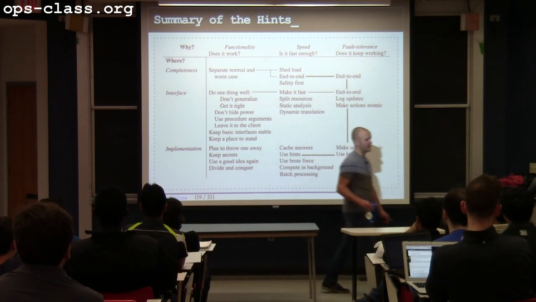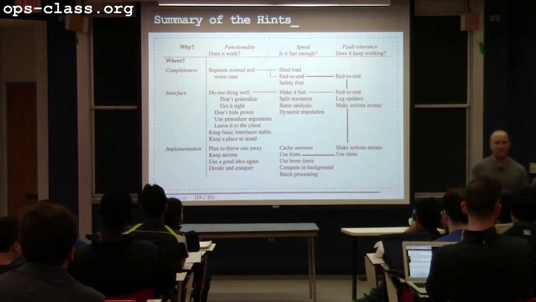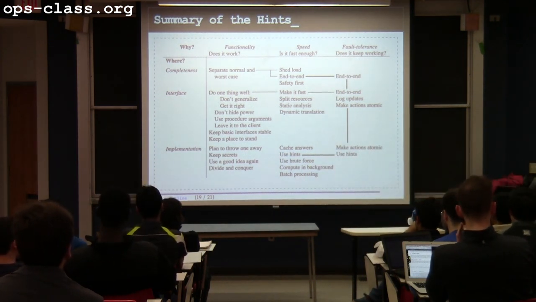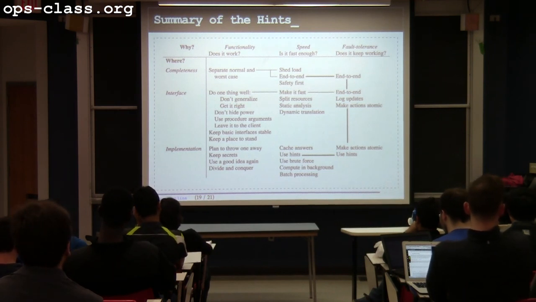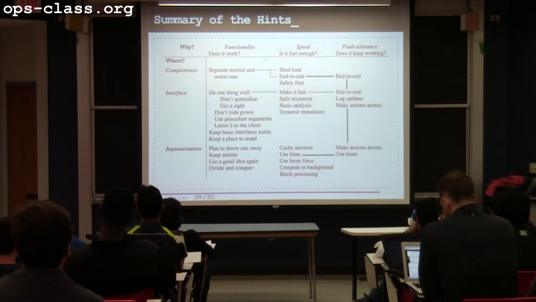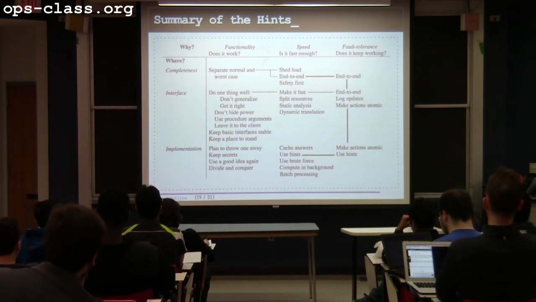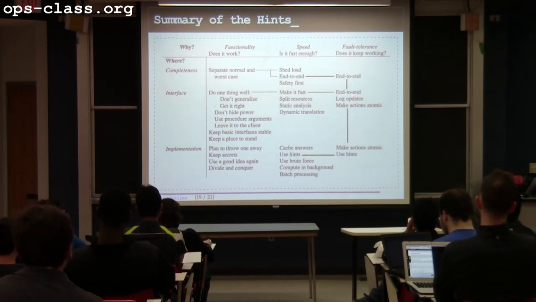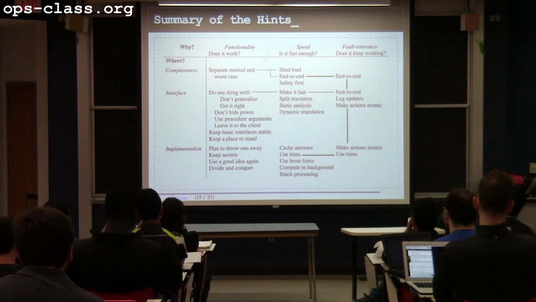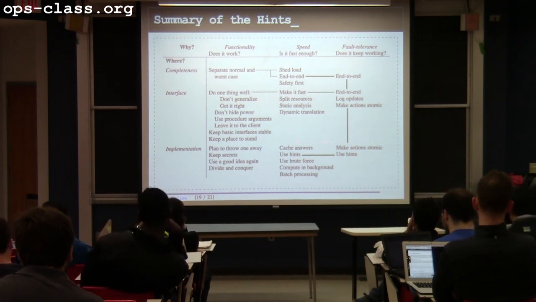All right, so here is a summary. This is a figure that's actually drawn from the paper of all of the hints. Some of them end up in multiple categories. So this end-to-end principle is connected through several different places. It's a good idea again. Divide and conquer. Cache answers.